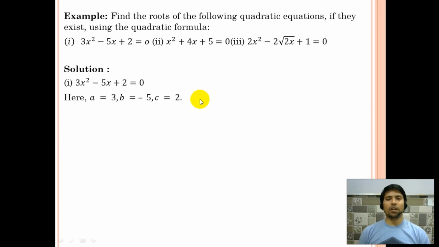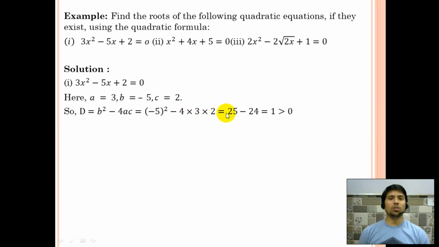Now first of all we will find the value of D, the discriminant. The discriminant is given by the formula b square minus 4ac, and we will write the values of b, a and c respectively. This is minus 5 square minus 4 into 3 into 2. This equals 25 minus 24, which equals 1.